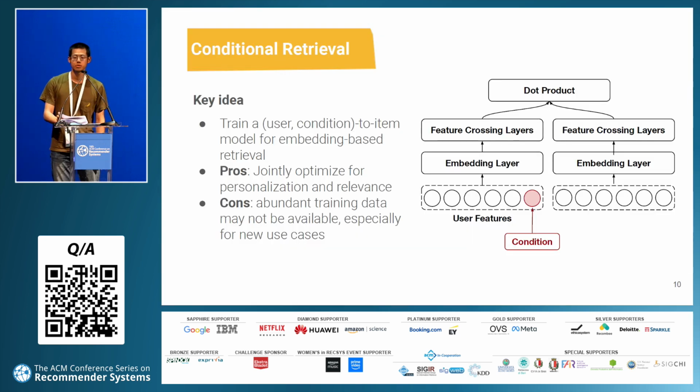Our proposed method is pretty straightforward. We simply integrate the condition as a feature on the user side. This condition can be encoded into an embedding and then do more feature interaction with all the user features. The benefit is that it can jointly optimize for personalization and relevance. But one shortcoming is that this only works if there is abundant training data. If we are bootstrapping new use cases for a new platform, for example, this may not work.